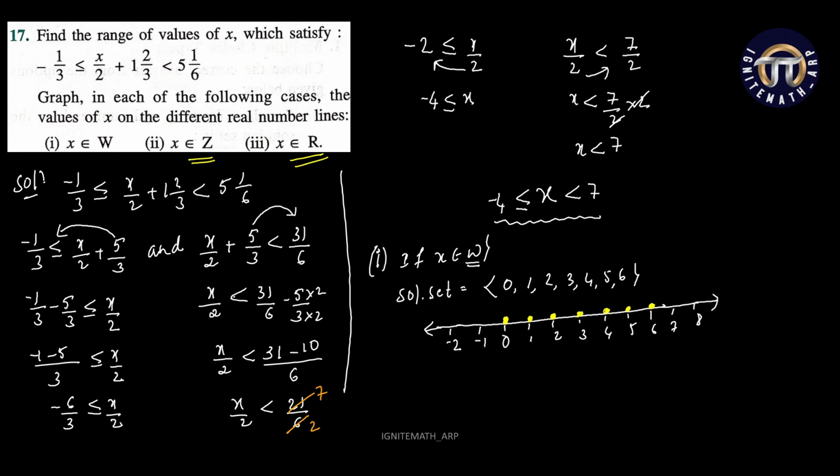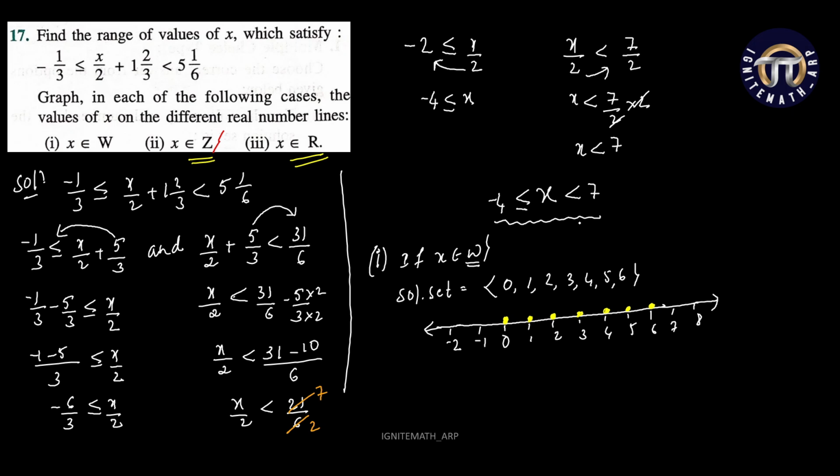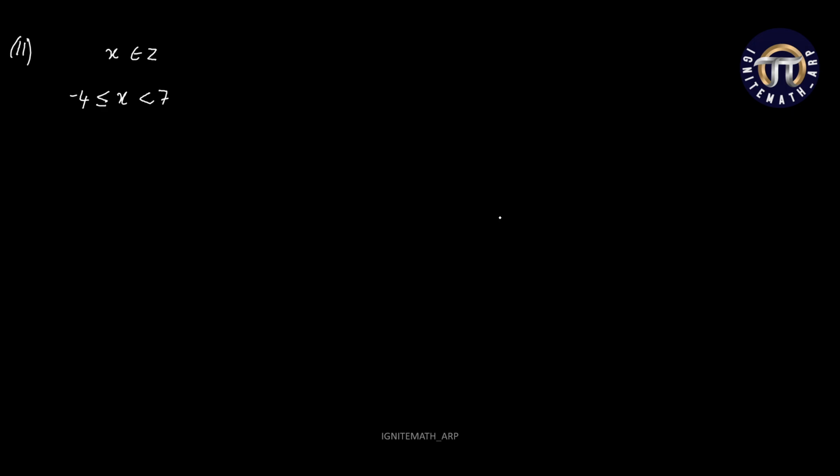Okay, so now x belongs to the set of integers we need to take, children. This is the second part of what we are going to do now. So now let us proceed with that. I'll write the inequation. X belongs to the set of integers and x is smaller than 7, greater than or equal to minus 4. Clear, children? X is smaller than 7, greater than or equal to minus 4.